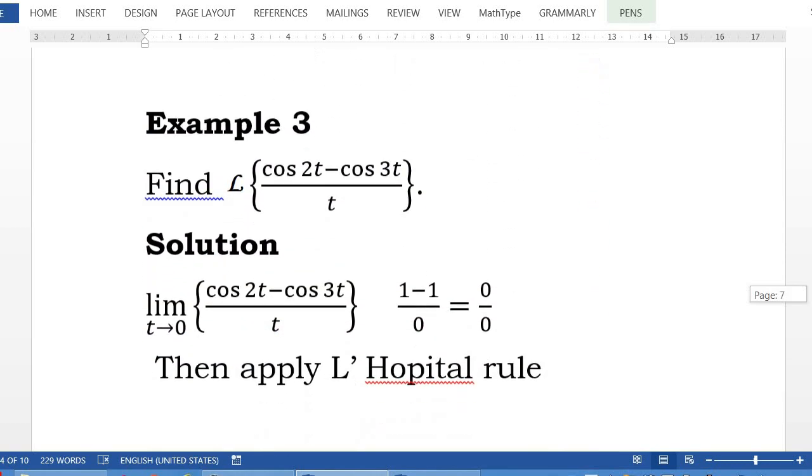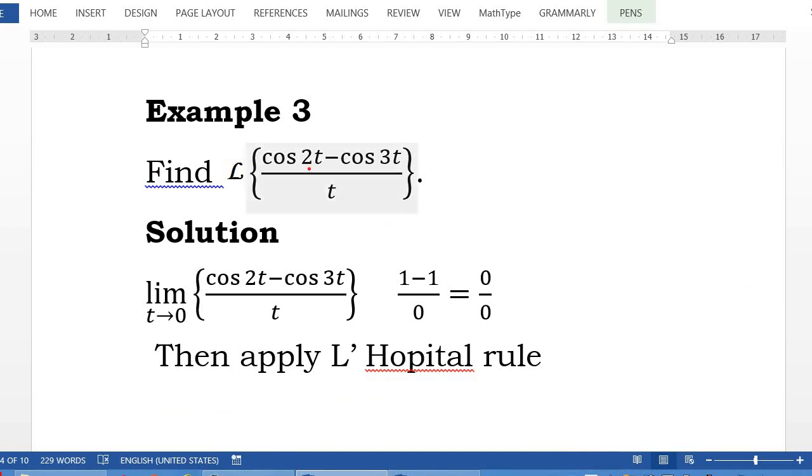Lastly, the third example, find the Laplace transform for (cos 2t minus cos 3t) over t. Notice that it's in the form of f(t) over t. So before you can apply the division by t property, you have to check if the limit of f(t) over t, or (cos 2t minus cos 3t) over t, when t approaches 0 exists or not. By direct substitution of t equal to 0, cos 0 you have 1, so the numerator is 1 minus 1, which is 0, of course. Plug in t equal to 0 into the denominator, you get 0. So again, it's in the form of 0 over 0.